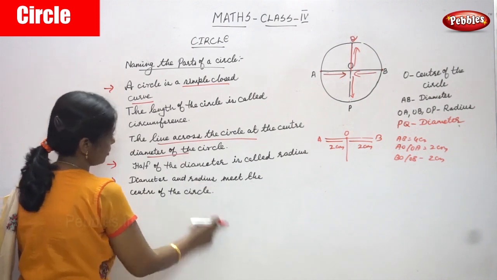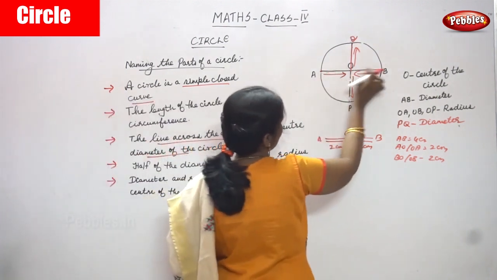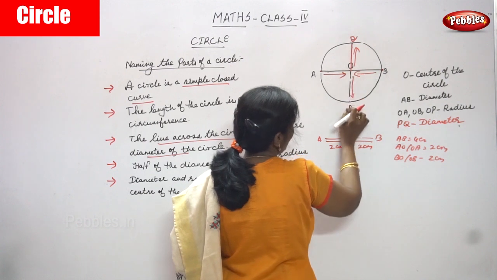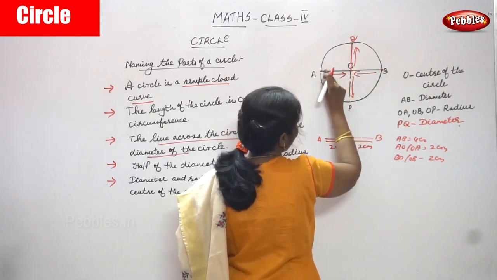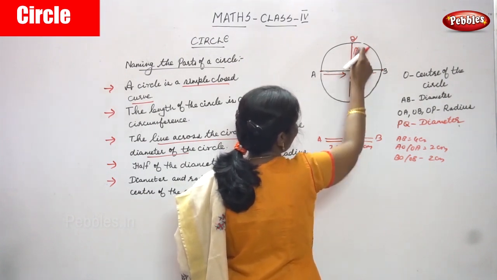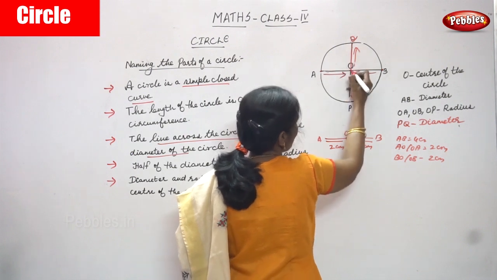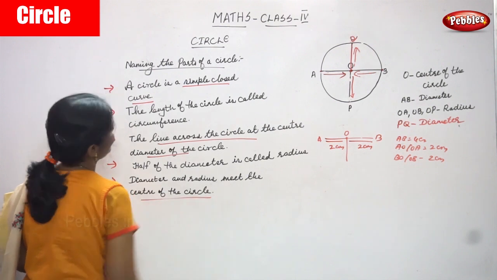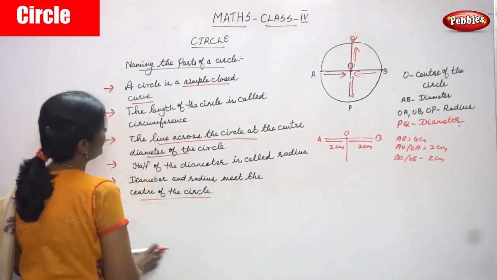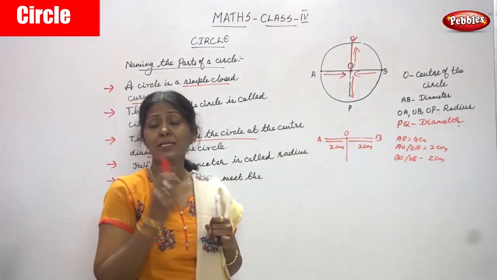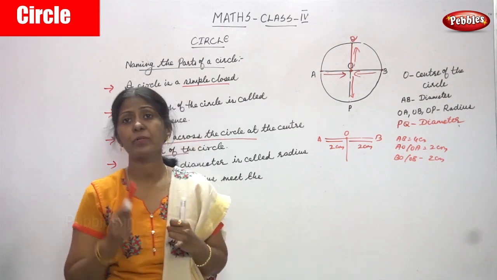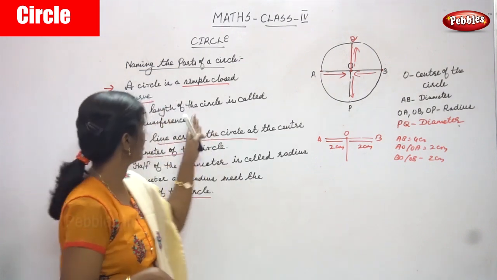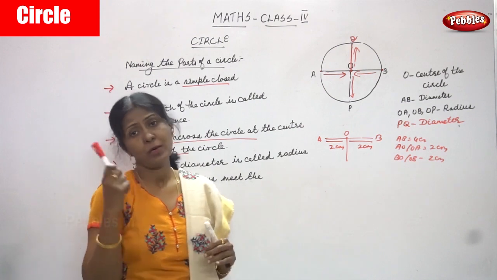Diameter and radius meet at the center point. This is the entire diameter and this is also a diameter. These are radii, and they meet at the center point. This is called what? The center of the circle. So these are the parts of the circle. Okay, what is a circle? A circle is a simple closed curve, and after that we are going to see some parts of the circle.